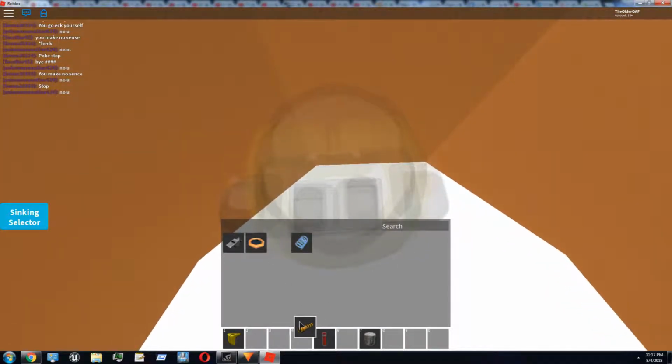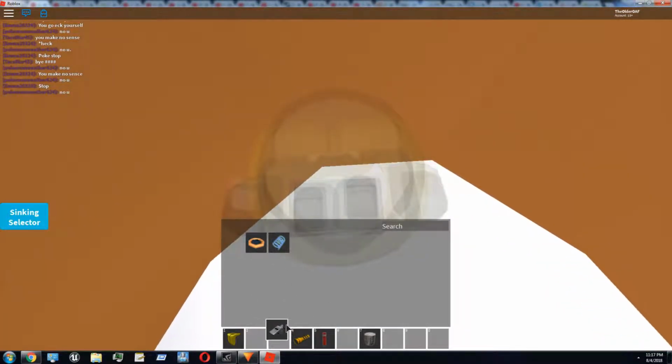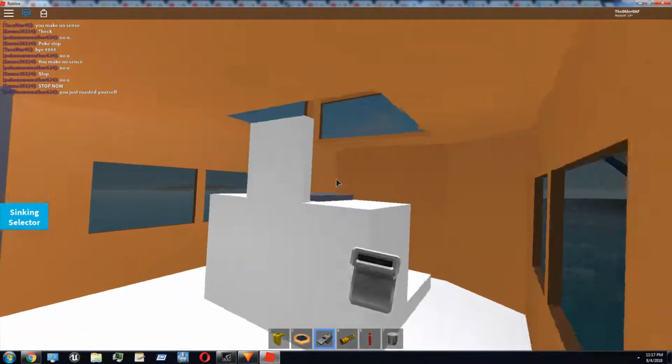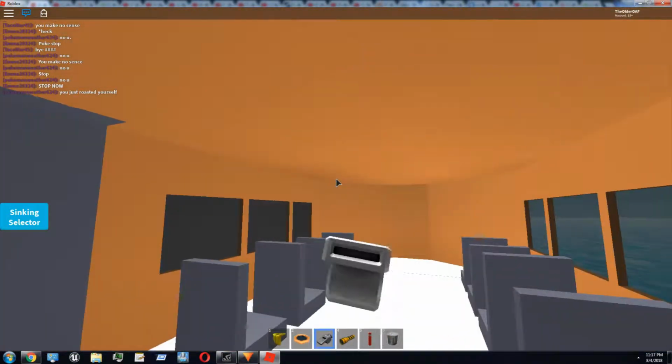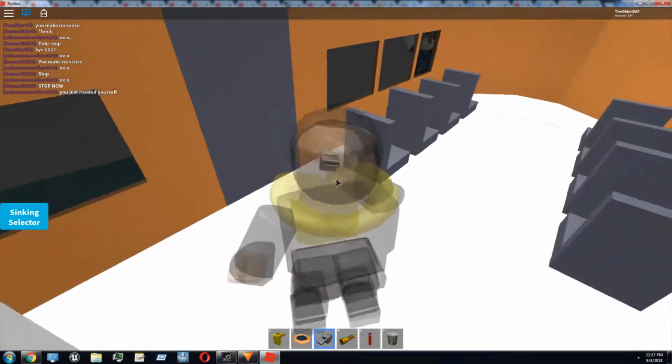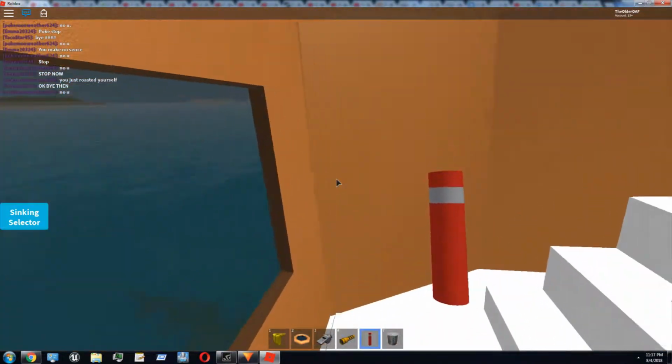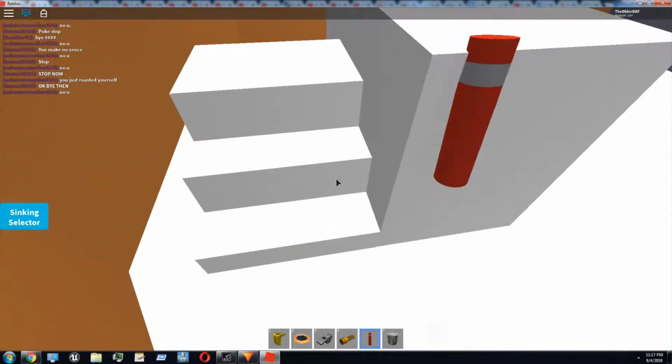Flare. Flashlight. Whistle. And an extra life raft. Get the life raft! Whistle! Get to it! Get the life boat! Set off the flare. Insert it in here.